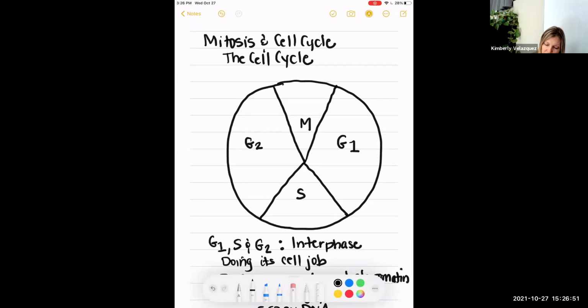G1 starts when a cell has gone through mitosis and divides into 2 new small genetically identical cells.